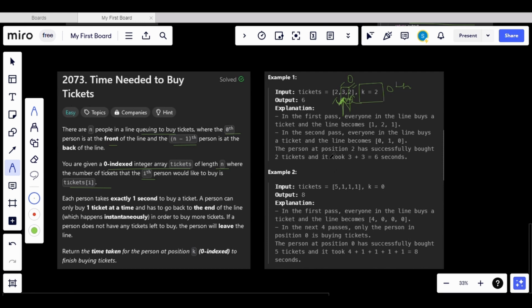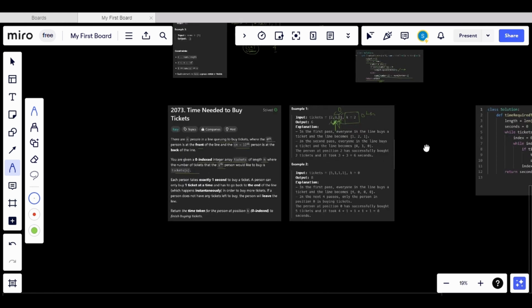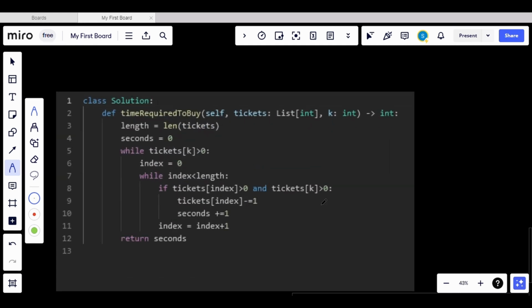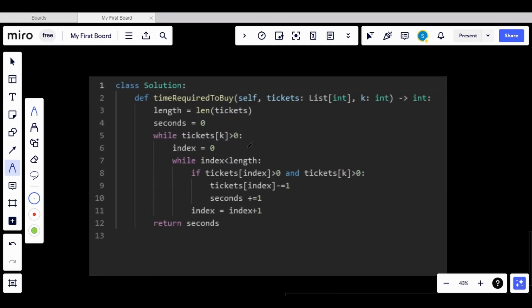So let's quickly jump into the code. The code is pretty straightforward. We initialize our length as the length of the tickets array, and we initialize the output, seconds, to 0. Now, while tickets of k is greater than 0, that means the index that we are looking at is still greater than 0, we will initialize index to 0. So we want to start with the first index every time, right?